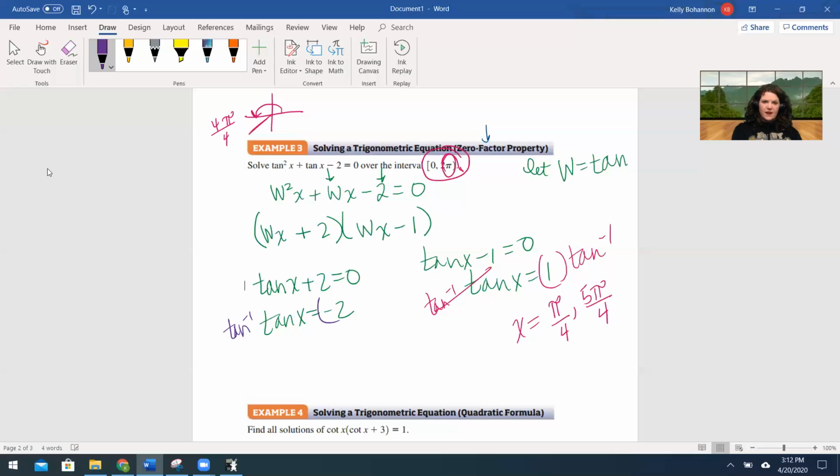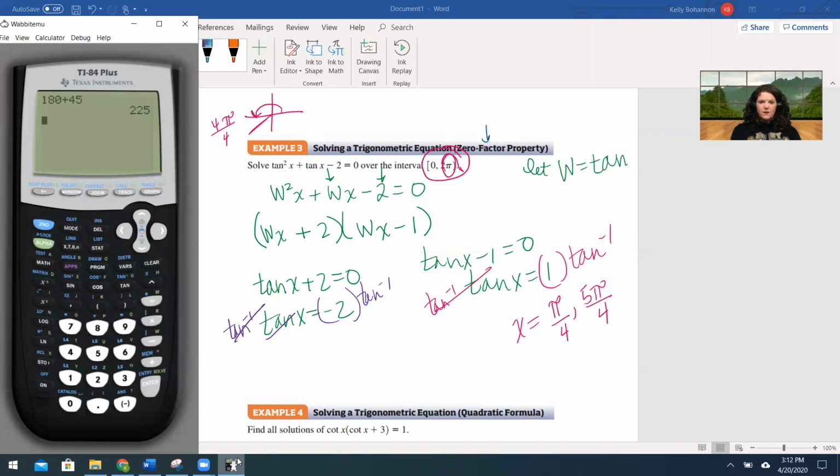So I'm going to take the arctangent. And remember that you're in radians. So when you go to your calculator, make sure that you're in radians. Okay, I am. All right, so make sure that you're in radians. Which I'm not, so let me switch it. And I am doing arctangent, so second tangent, arctangent of negative 2.